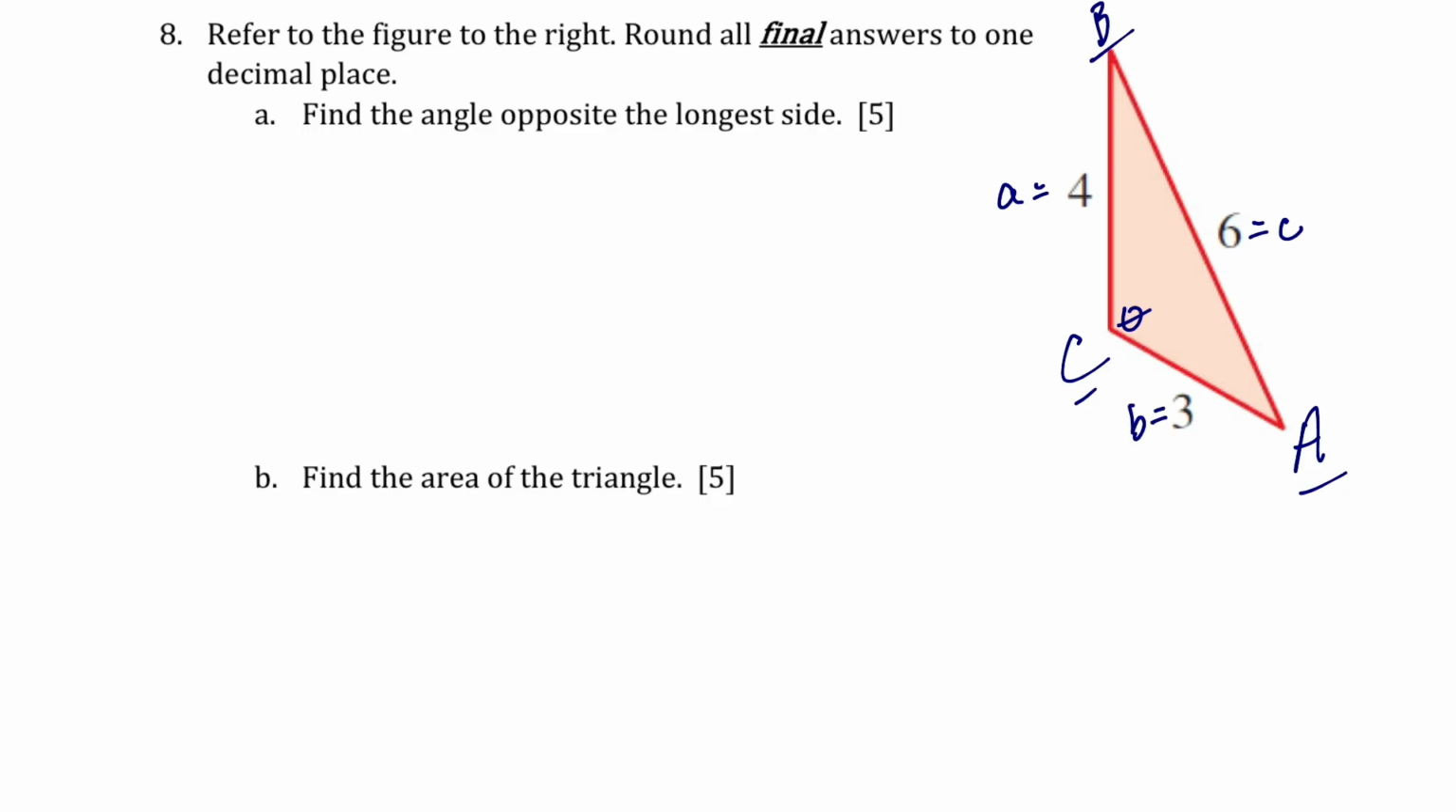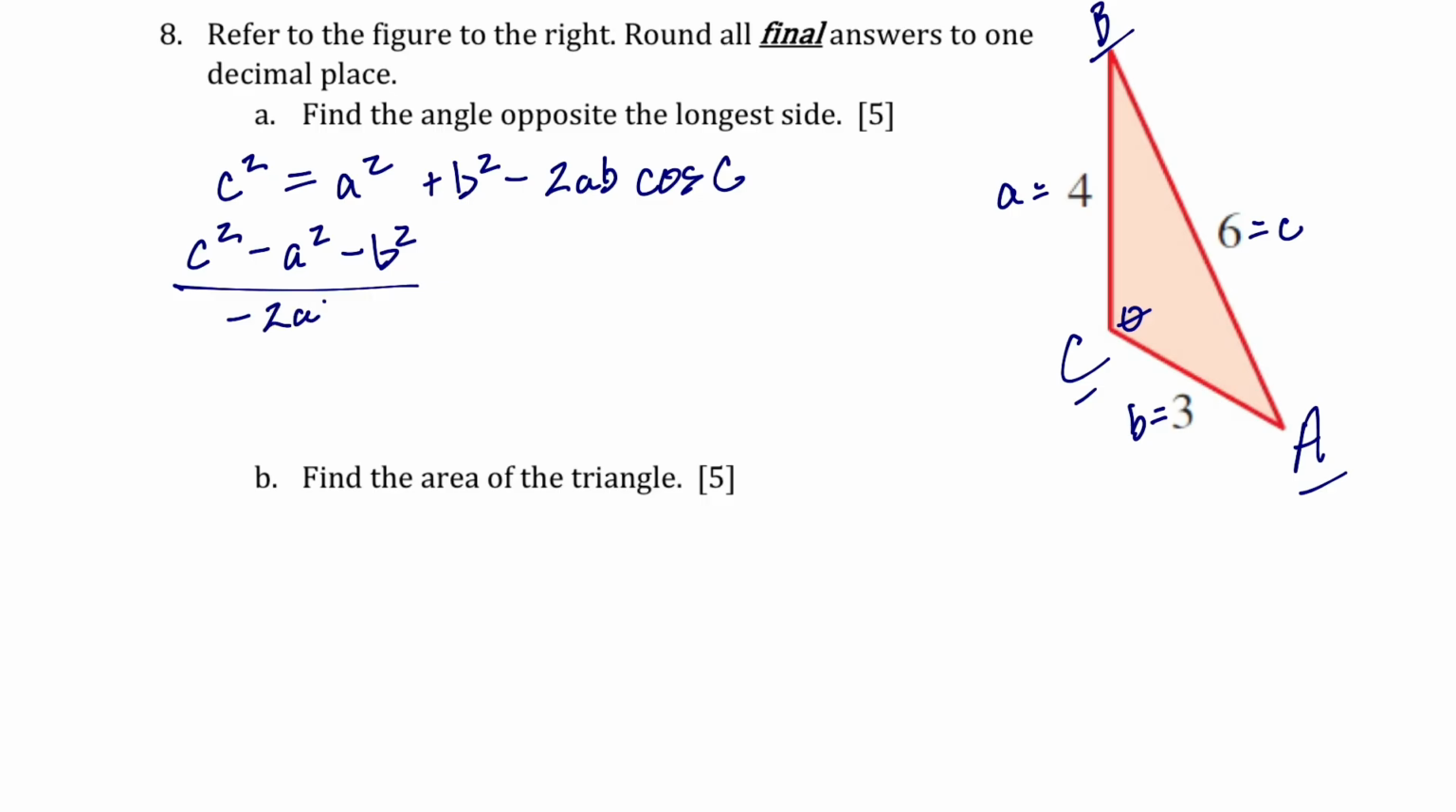So let's do this. I'm solving for big C. So I'm going to start with C squared equals A squared plus B squared minus 2AB cosine of C. If you want to solve for cosine of C first, go ahead. We bring our A squared and B squared over, and then we divide both sides by negative 2AB, and that would be equal to our cosine of C. So that gives us cosine of C.